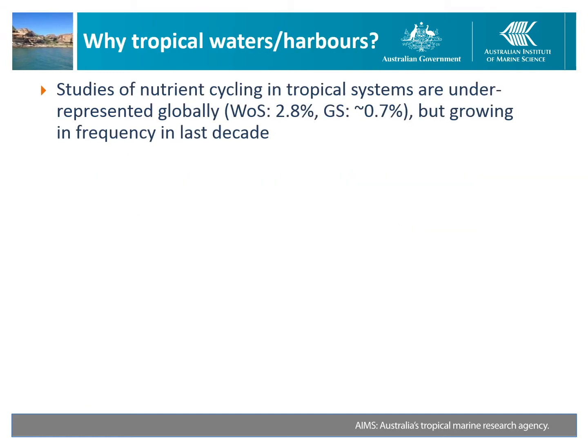Why tropical waters or harbours? Nutrient cycling in tropical systems is underrepresented in global literature. My sources are the Web of Science and Google Scholar, but these same sources indicate growth in studies of nutrients in the tropics over the last decade.